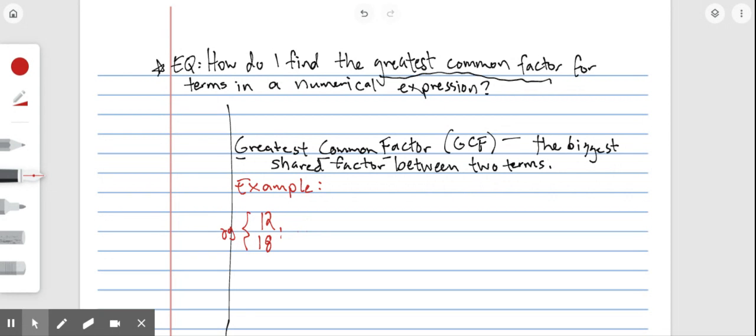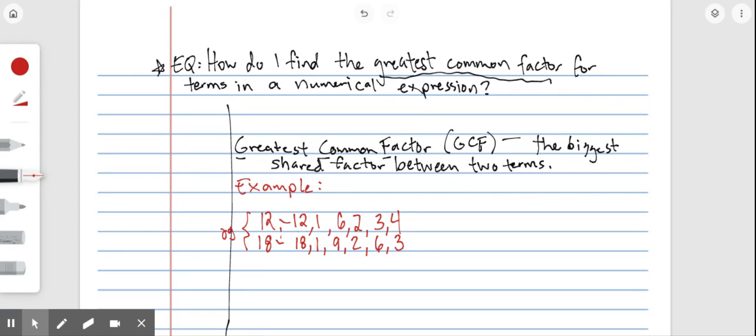To find the greatest common factor, the biggest shared factor, I want to find all the factors of 12. So I'm going to think of factor pairs of 12. I know 12 times 1, so 12 and 1. I know 6 times 2, so 6 and 2. And I know 3 times 4. Those are all the factors of 12. For 18, I know again 18 and 1, 9 and 2, and 6 and 3. Those are all the factors of 18.